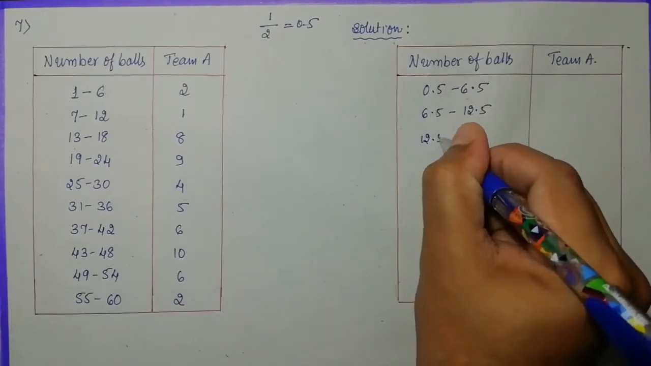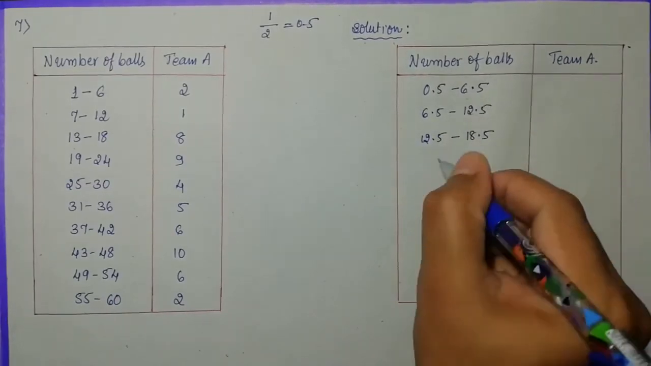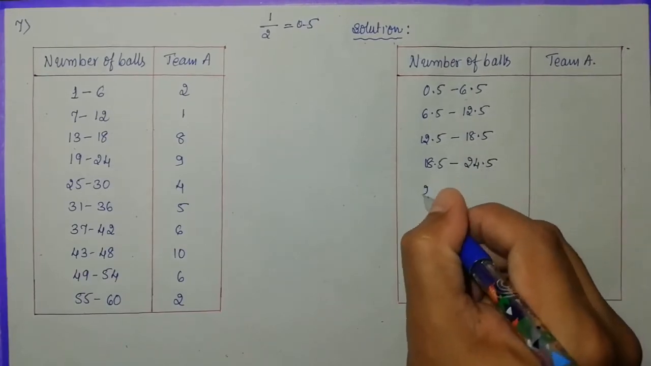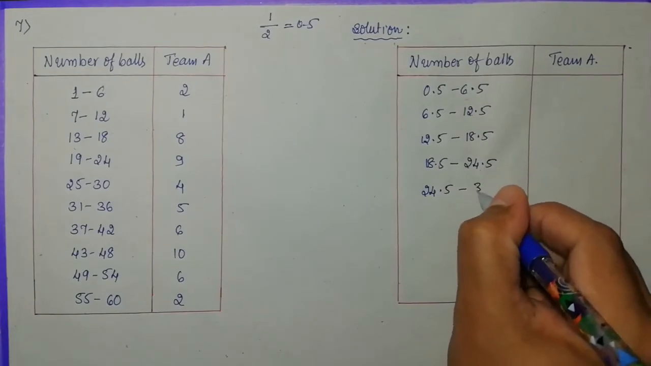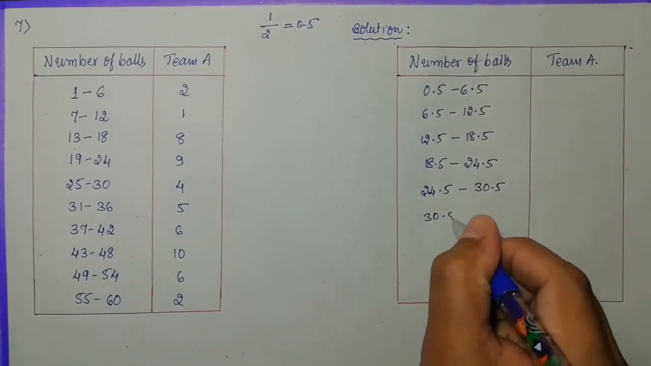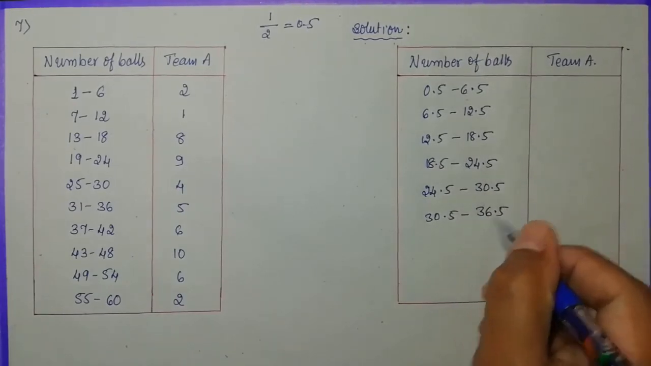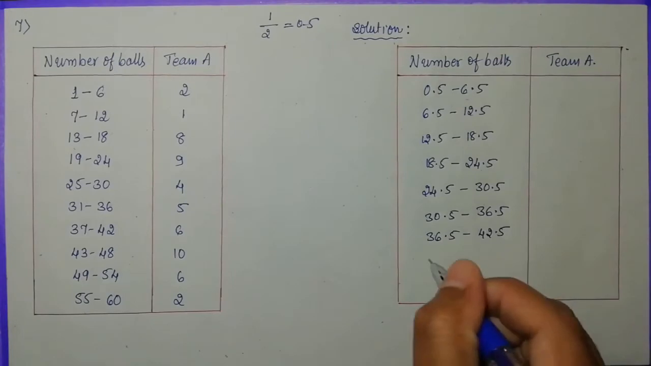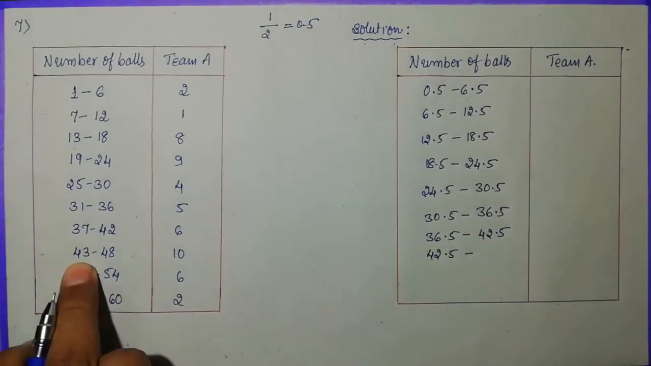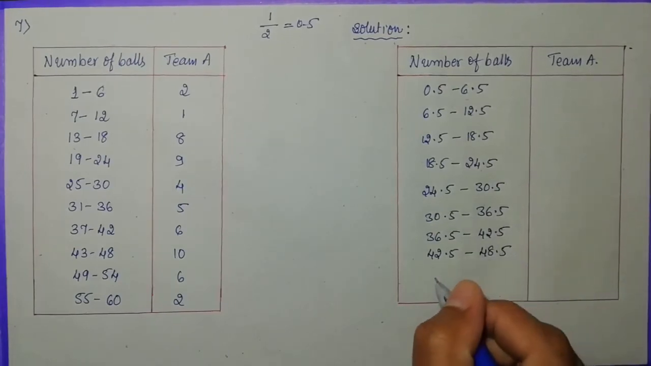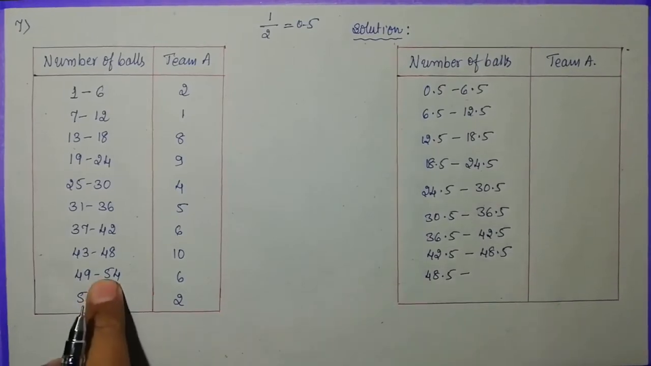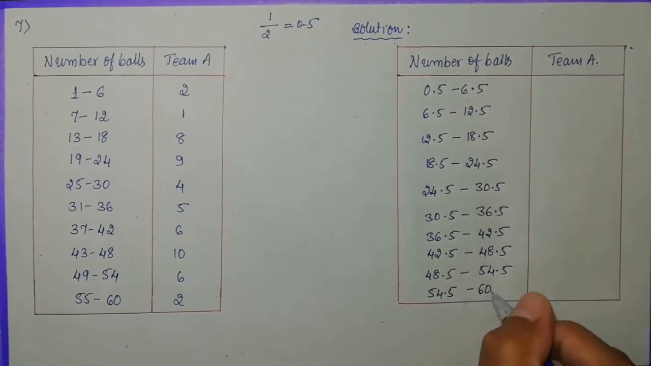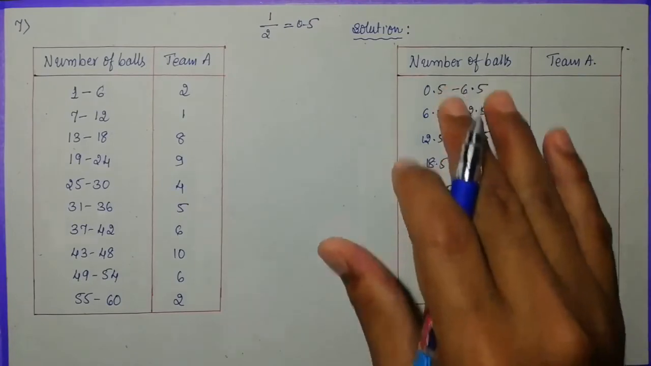Okay, 12.5 to 18.5, and then 18.5 to 24.5, and then 24.5 to 30.5, and then 30.5 to 36.5, and then 36.5 to 42.5, next 42.5 to 48.5, and then 48.5 to 54.5, and the last one 54.5 to 60.5. Okay, the number of class intervals is actually very large here. Totally 10 class intervals are there.